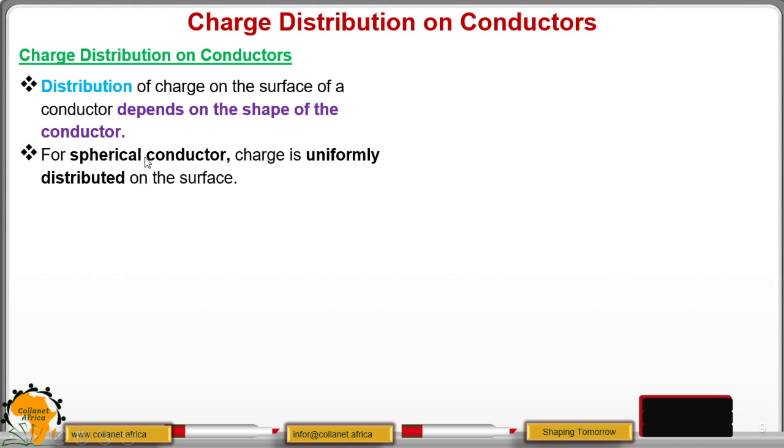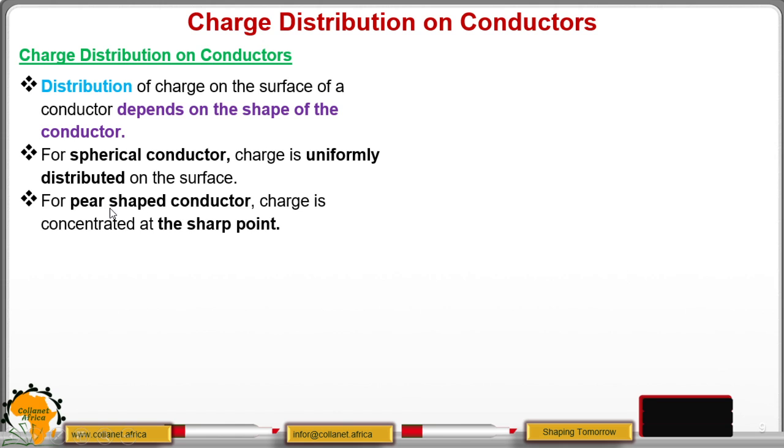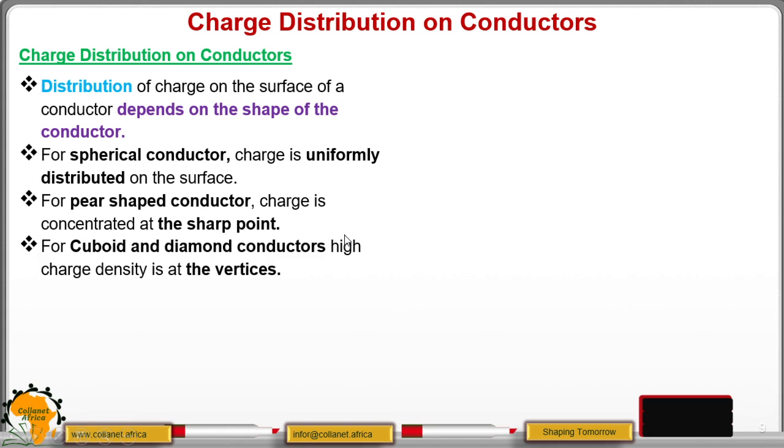When we have a spherical conductor, that is a sphere, you will find that the charge is uniformly distributed on the surface. But when you have a pear-shaped conductor, you will find that the charge is concentrated at the sharp point. Or we say that at the sharp point, we have high charge density. When you consider other shapes like cuboid or rectangle or square, you will find that the charges are highly concentrated at the vertices. Also in the diamond conductors, again, the vertices carry high charge density.